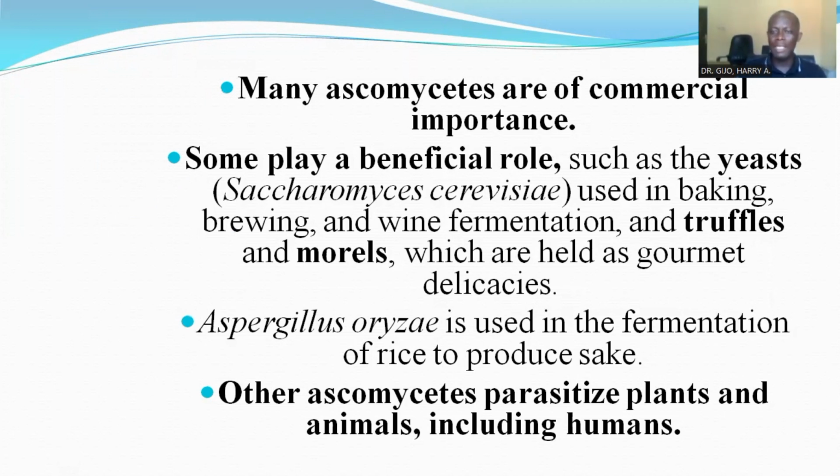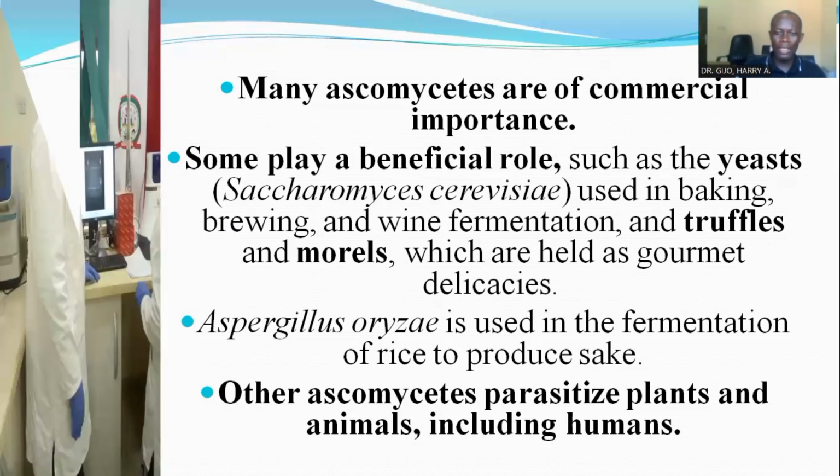and wine fermentation. Then the truffles and the morels are very important delicacies. They are gourmet delicacies. Then Aspergillus oryzae is used in the fermentation of rice to produce sake. Though there are some parasitic Ascomycetes, especially some that are very parasitic to humans and other animals.